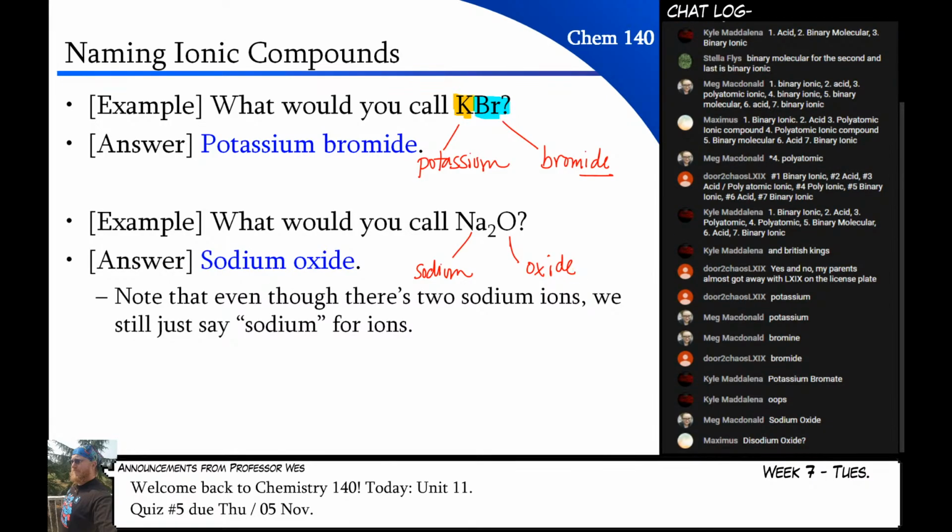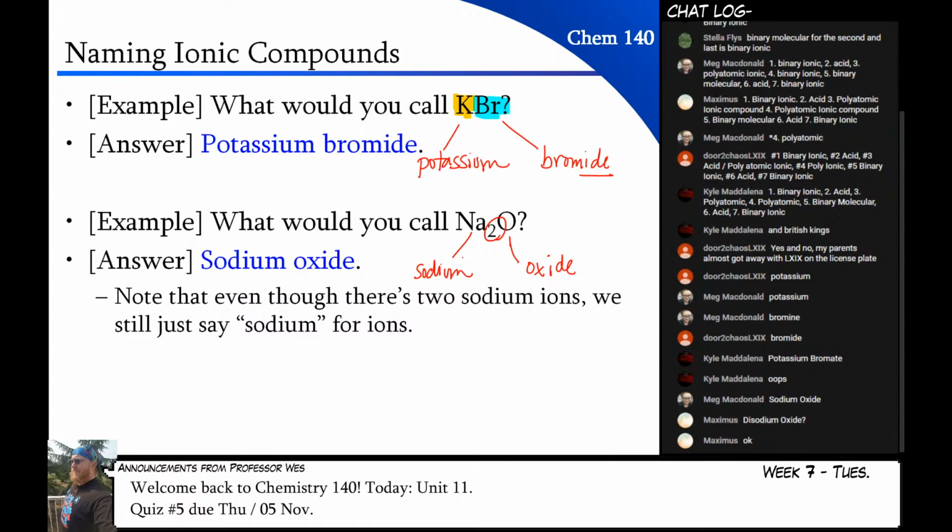Now, you'll notice that at no point did we ever say, oh, there's two of these. Should I put something else in here? No. There is no rule that says that. All you do is name the metal and name the nonmetal with "-ide." You ignore all the numbers. And there's a reason for that.